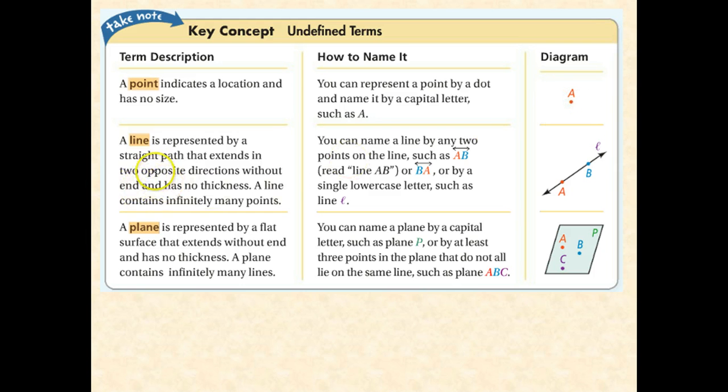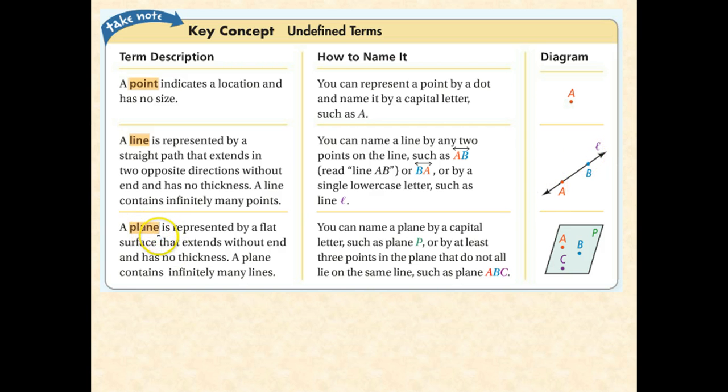A line is represented by a straight path that extends in two opposite directions without end. It goes on forever in both directions, and it contains infinitely many points. Although we generally will draw 2 or 3 points, it's understood that there's infinitely many points all along this line. In between any 2 points, you can draw some more points. You can name a line by 2 points. You can call this line AB or line BA, or you can call it a single lowercase letter like L, line L. That's cursive. That's fancy.